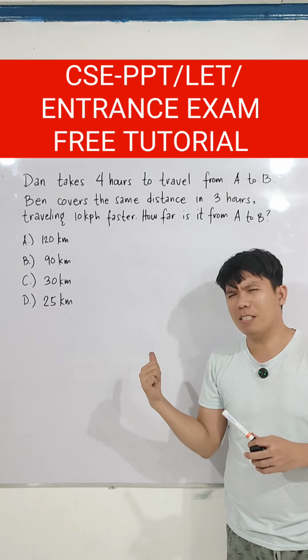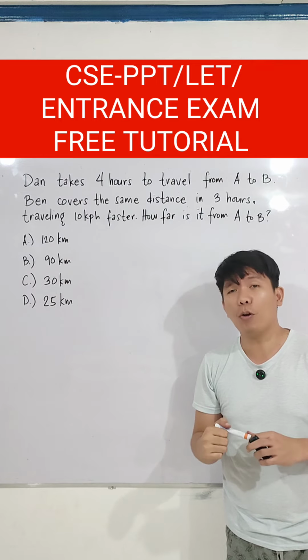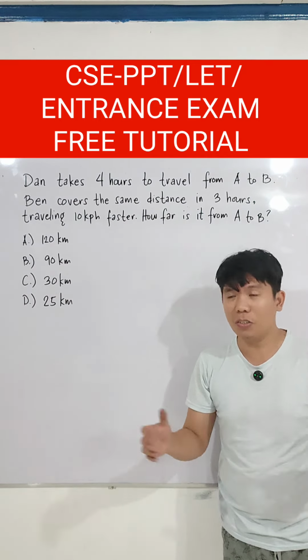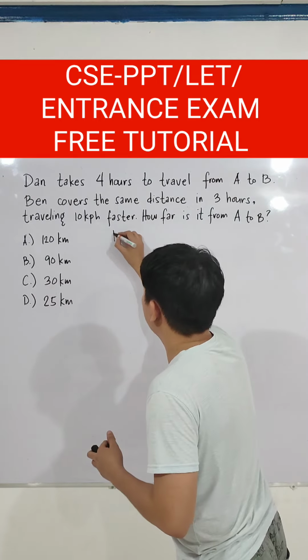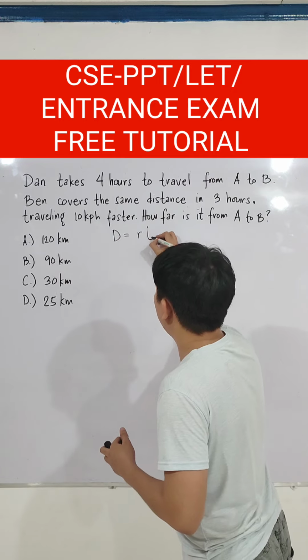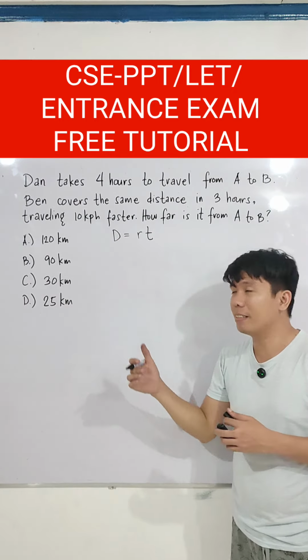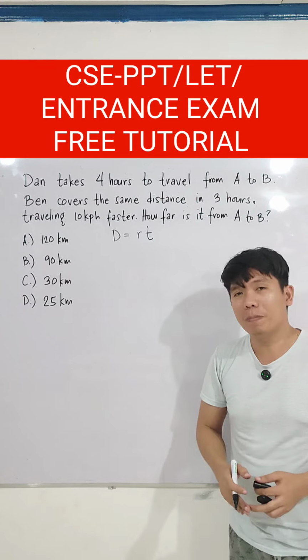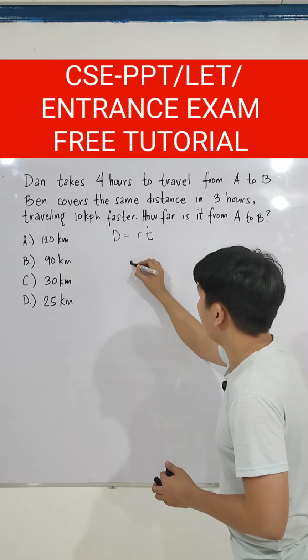Before we answer this, let us first recall the fundamental formula relative to distance, rate, and time. We have distance is equal to rate times time. Take note of that.